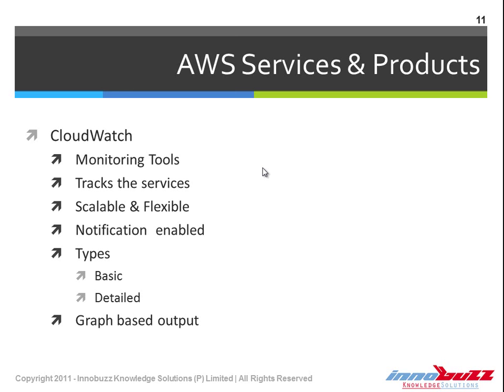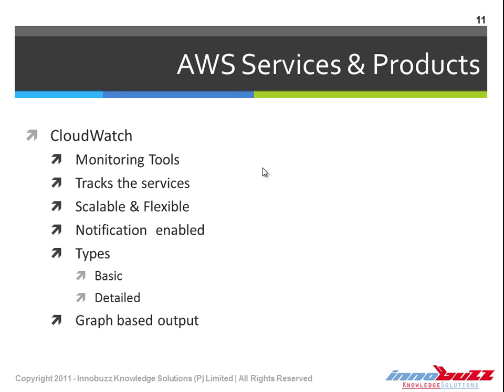And it is notification enabled. It watches the infrastructure, and based on the custom notification type or the alarm that we set in CloudWatch, it will send out a notification to the user. For example, in the event of more than 80% CPU utilization, the notification will be triggered and sent as an email to the email address that we mentioned while creating the CloudWatch.